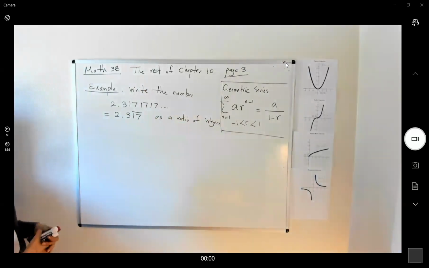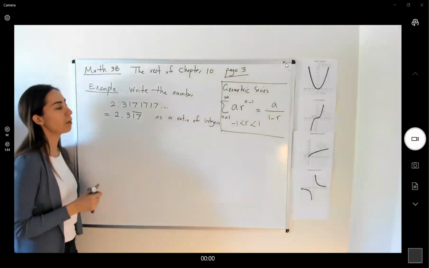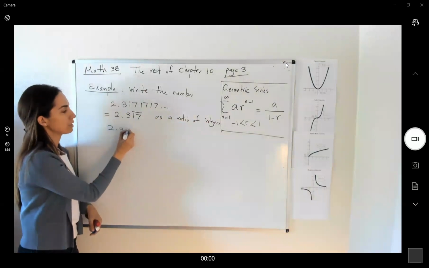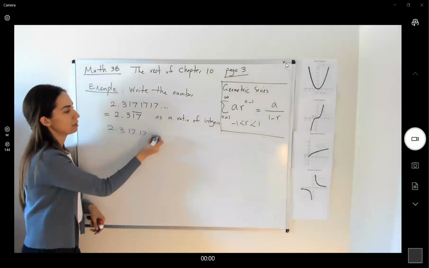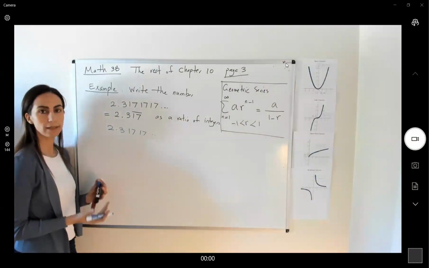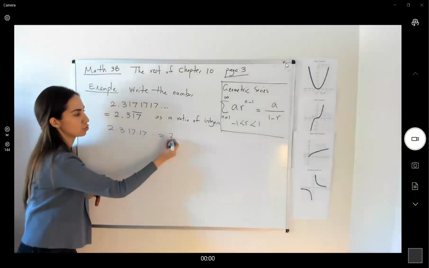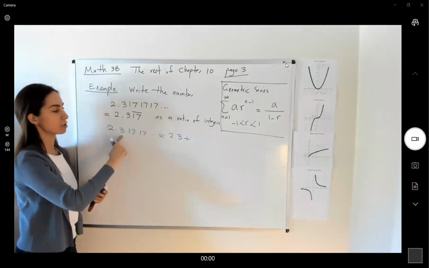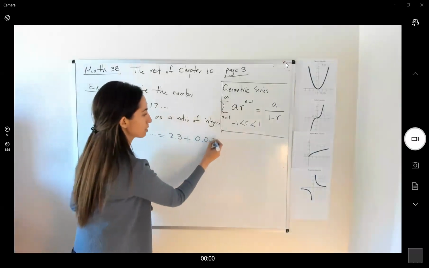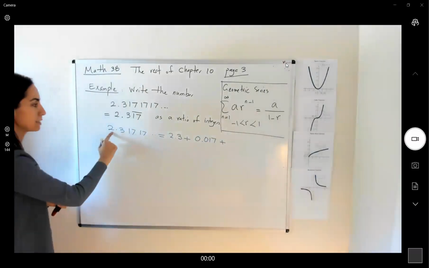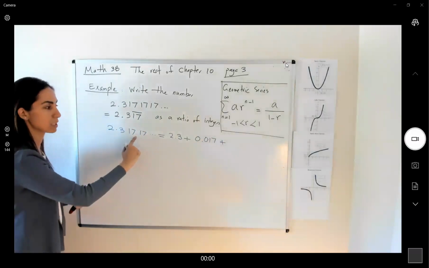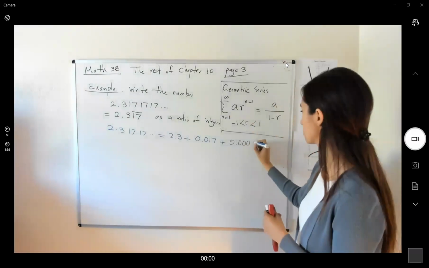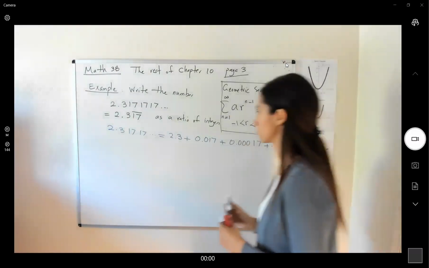Well, I have this crazy looking number. Let's see what we can do. So I have 2.3, 17, 17, 17. This guy is the sum of 2.3 plus 0.017 plus 0.00017 plus the rest of the decimal numbers.